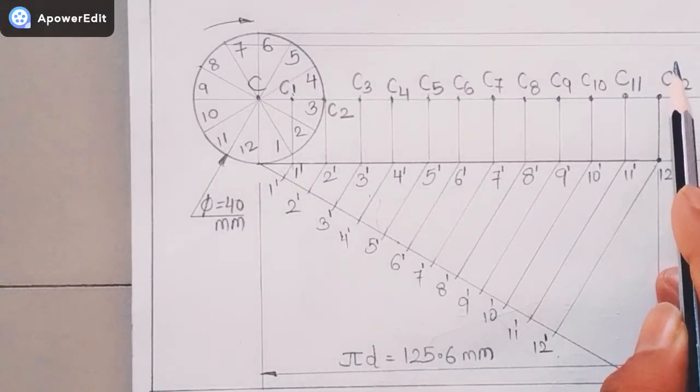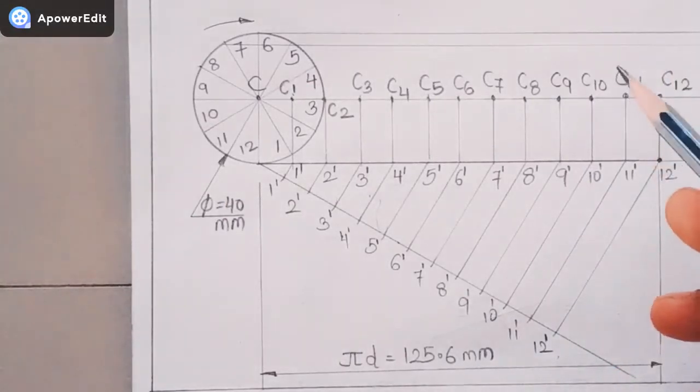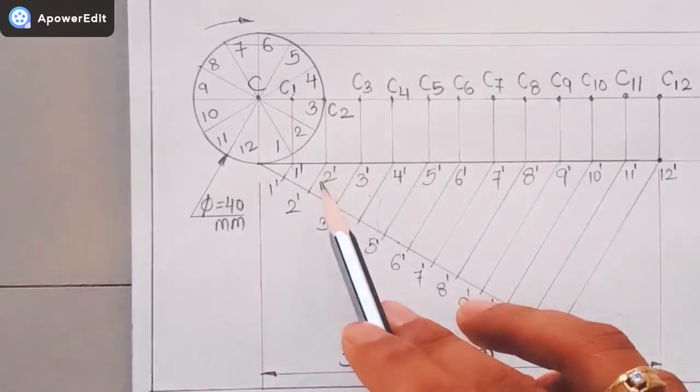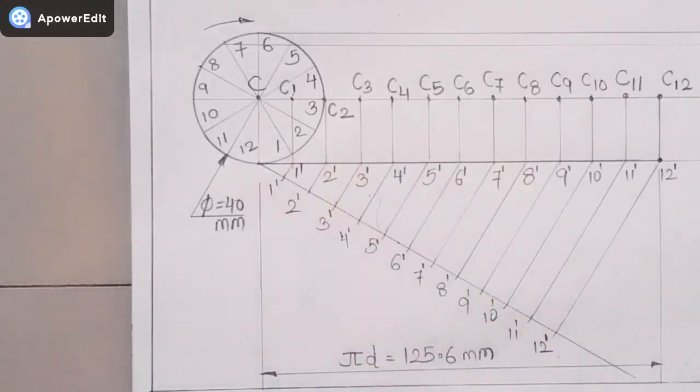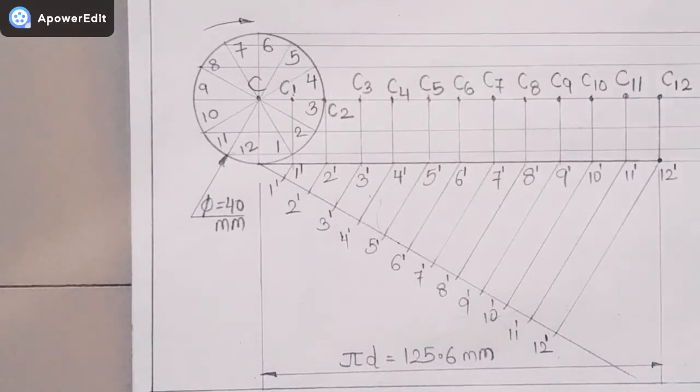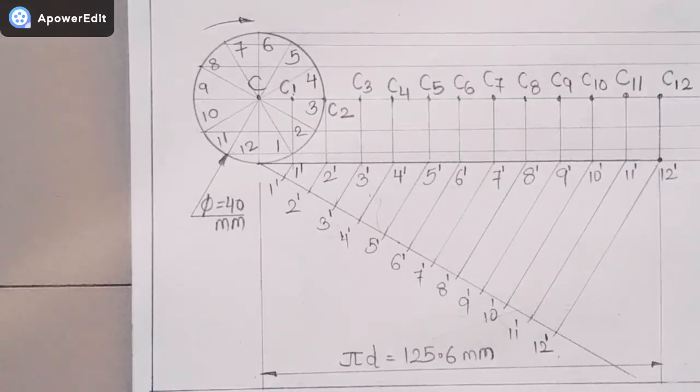Similarly, I have to draw these horizontal lines up to the point number 11, because for point number 12 I have already drawn the horizontal line. I have drawn the horizontal parallel lines starting from the point 6 and up till the point 12. You can see it very clearly.